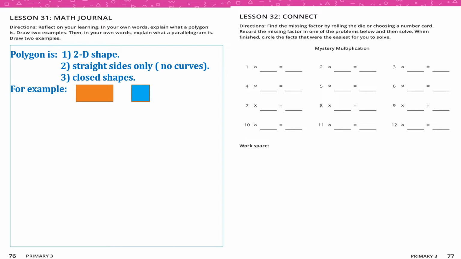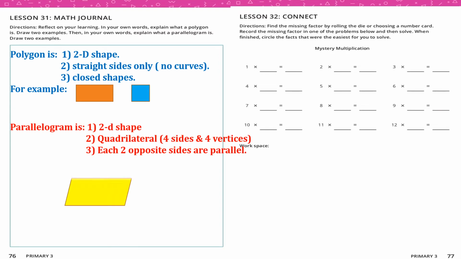And let's explain parallelogram. Parallelogram is a 2D shape, which is quadrilateral. It means it has 4 sides and 4 vertices. We said quadrilateral means 4 sides and 4 vertices, and each 2 opposite sides are parallel and equal.